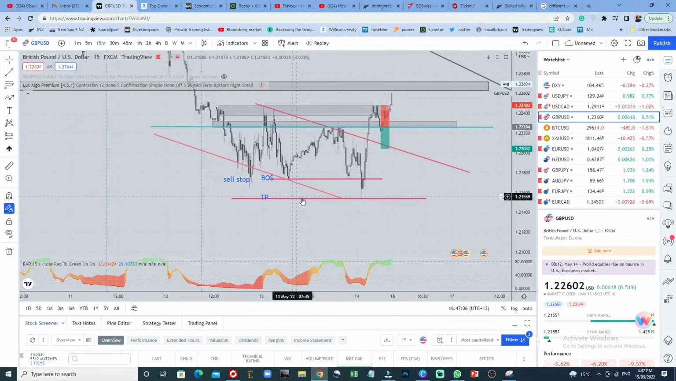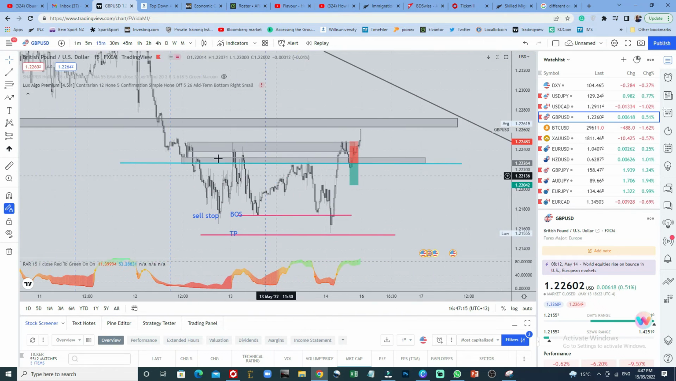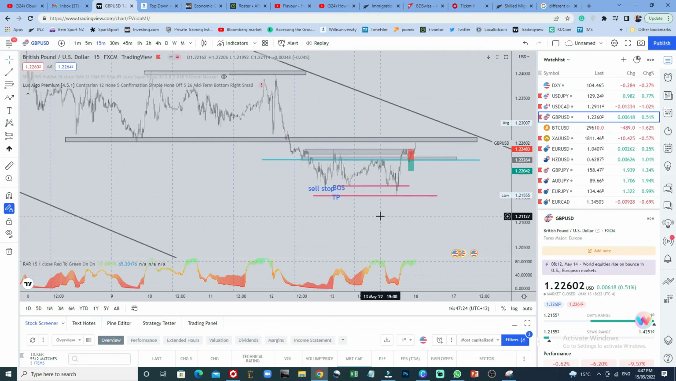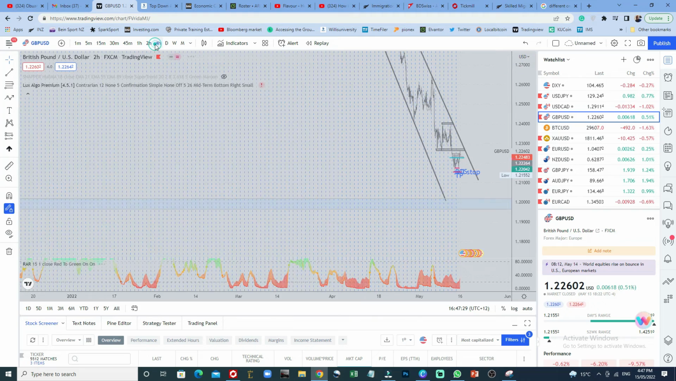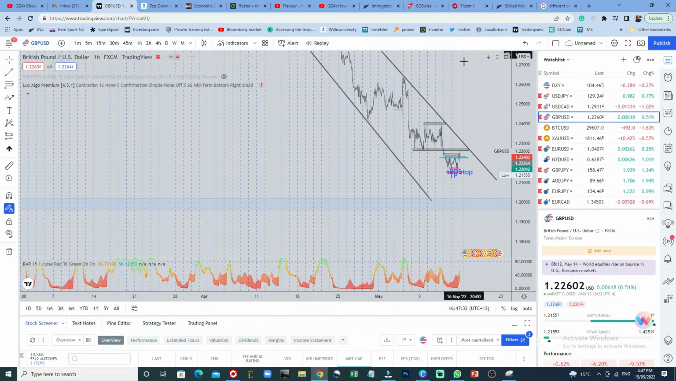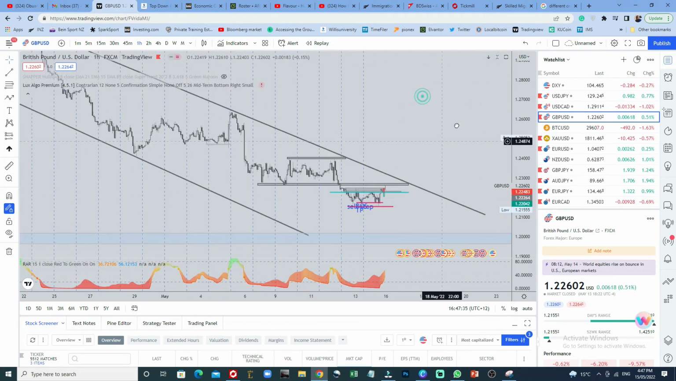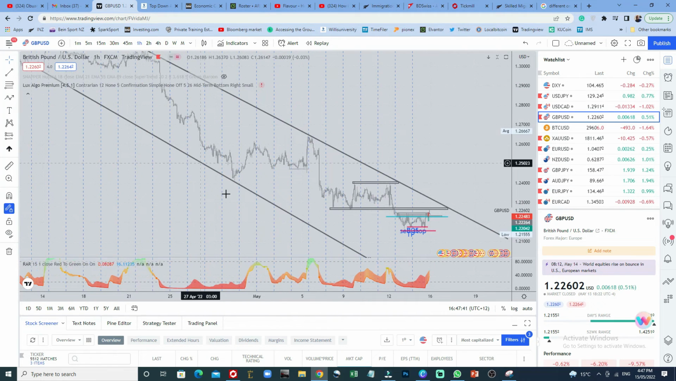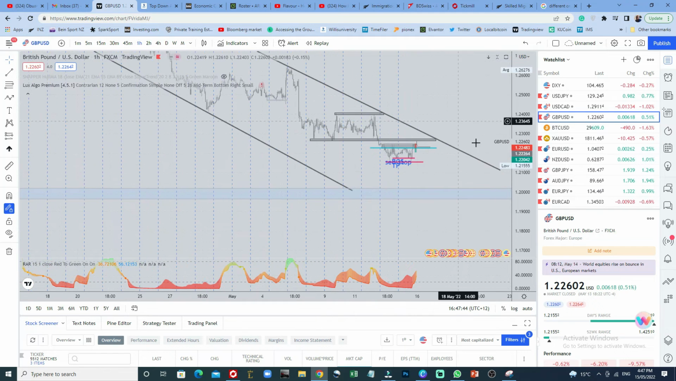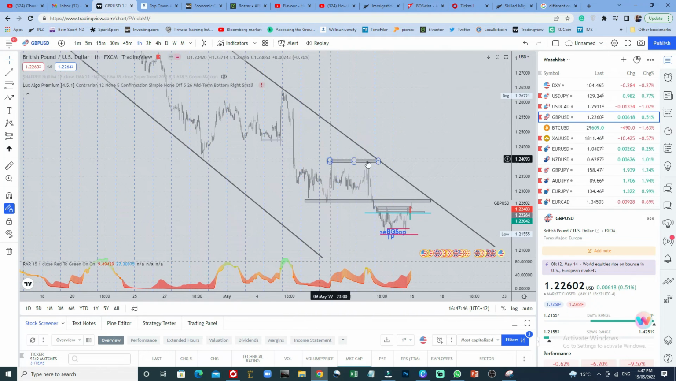Now what is going on here? Let's see what's going on here. I'll remove these ones. Look at structure. The market appears to be charging up to the upside. If you look at this on a big scale, if you go to 4 hours, or let's say 1 hour, let's try and identify it. You see that the market is on an overall downtrend.